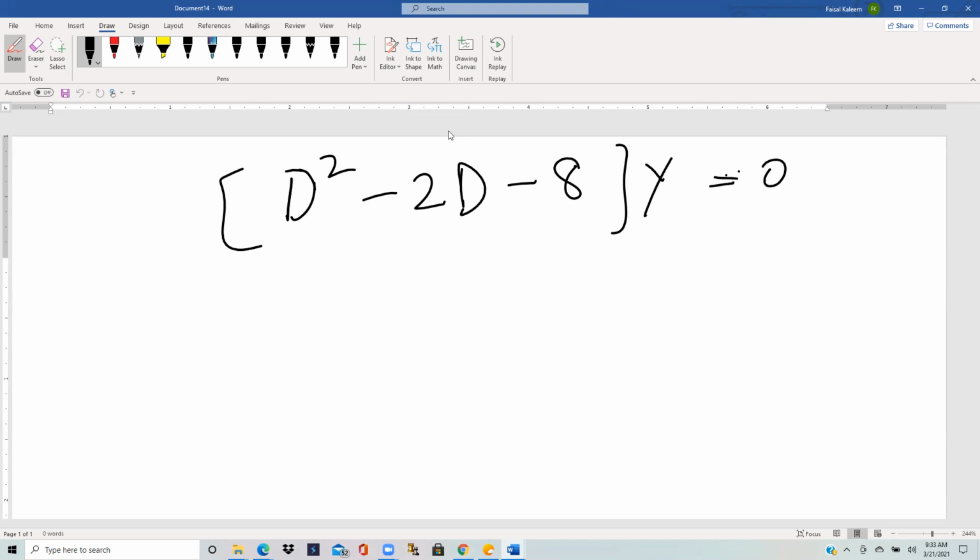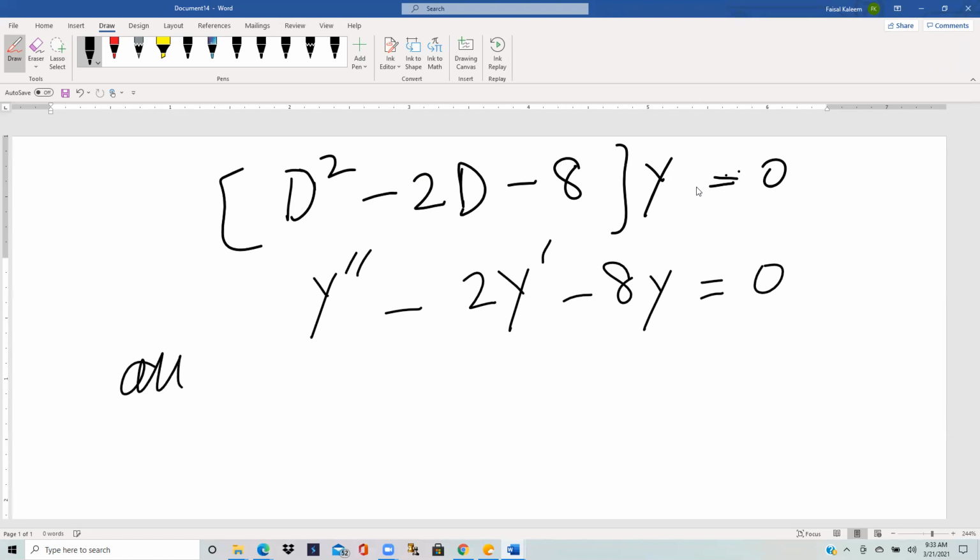Now remember, d was d by dt. So basically, this is the second derivative of y. So when you open it up, this is d squared y. So this is actually y double prime minus 2y prime minus 8y, because d was d by dt. So this is like d by dt of y, so that's y prime. Now, this is a linear homogeneous second order equation. We know how to do it.